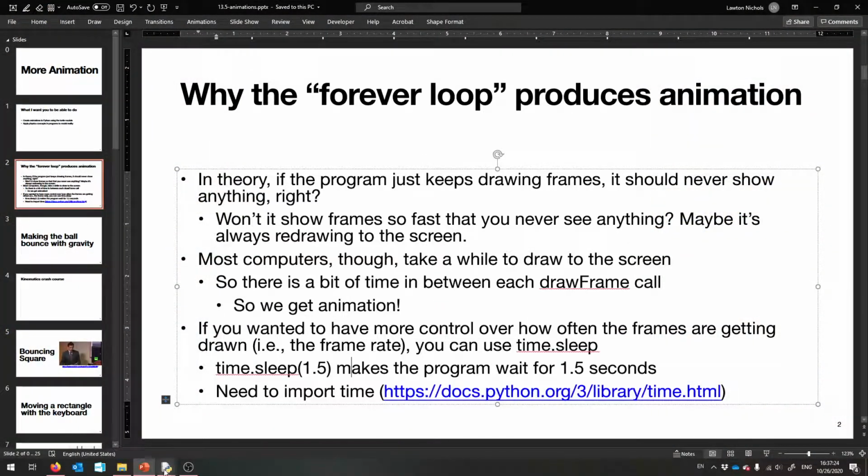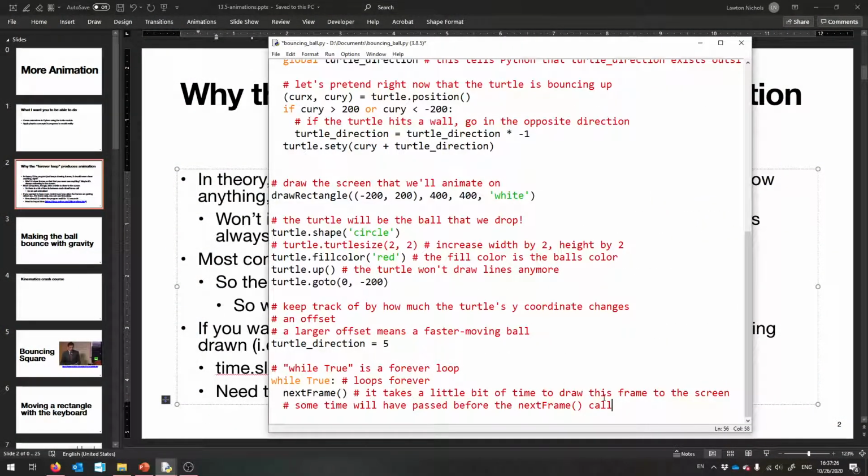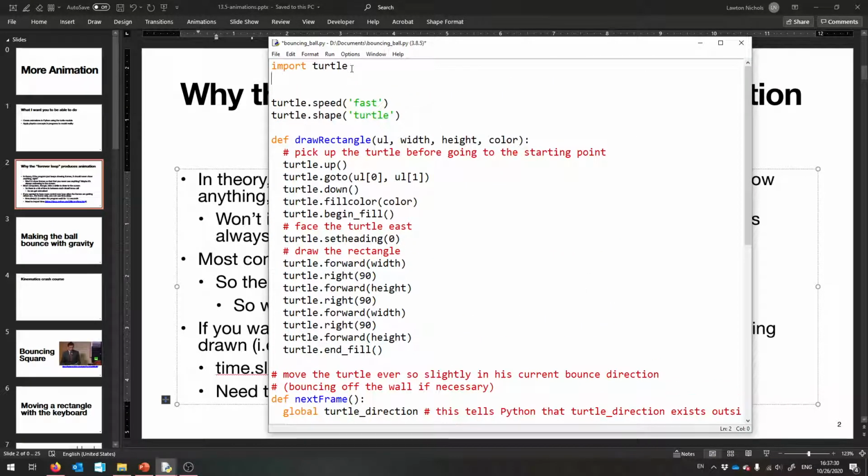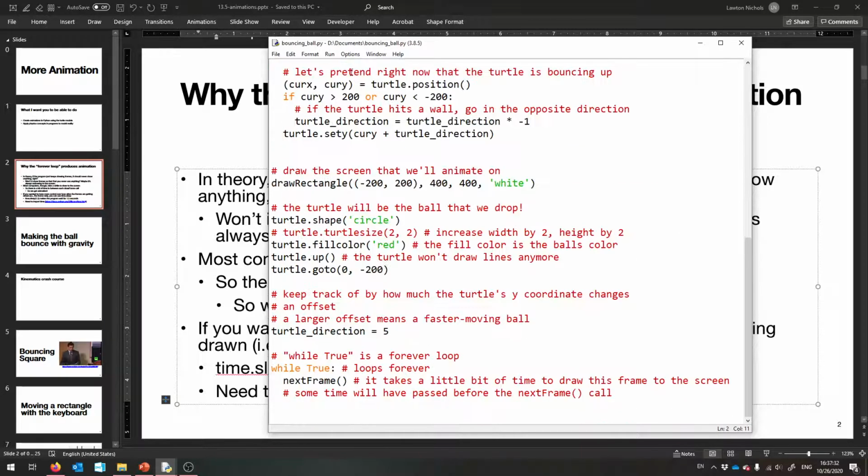So let's slow it down. I'll import time up here, and I'll say time.sleep(1/30). That forces at most 30 frames per second.